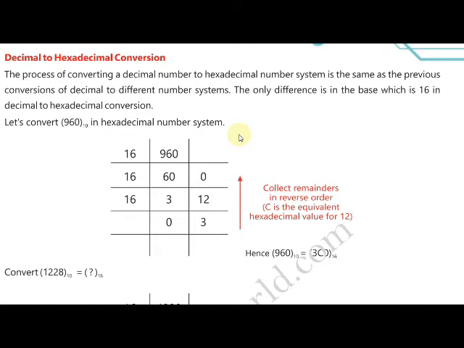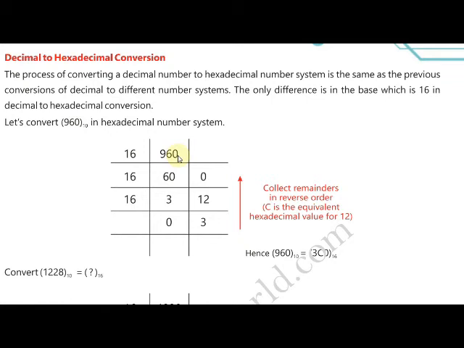So let's see how to convert the given decimal to hexadecimal. We know that here the divisor will be the base of hexadecimal, that is 16. And 960 is the decimal number, which we have to use as the dividend.